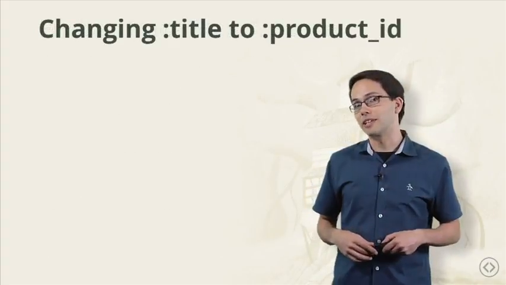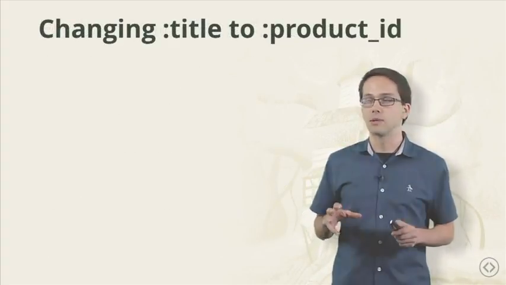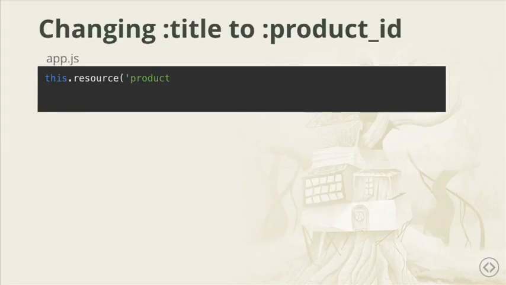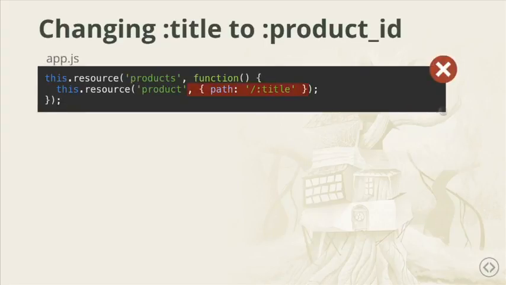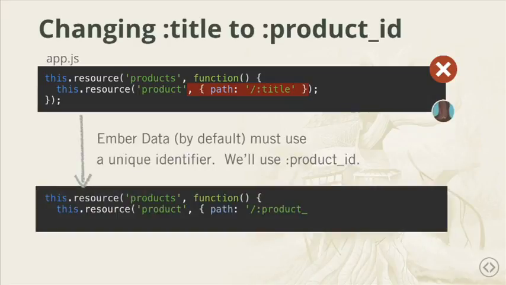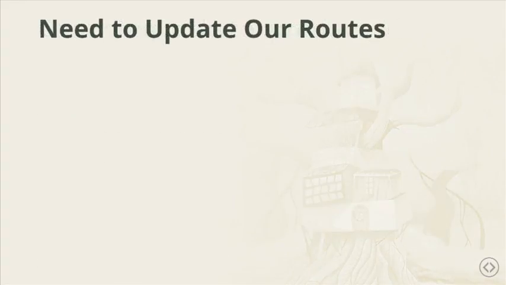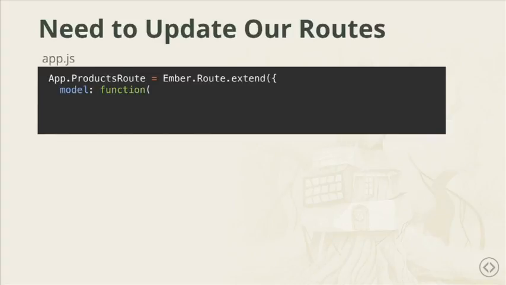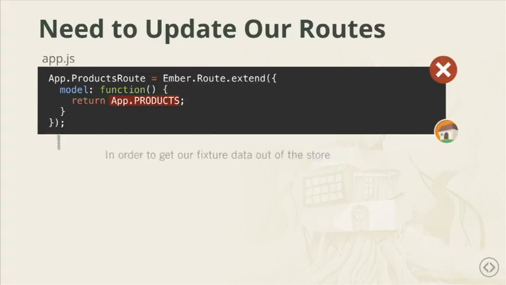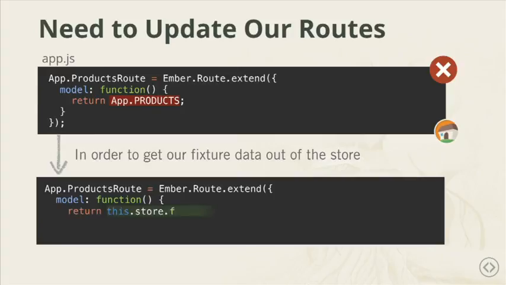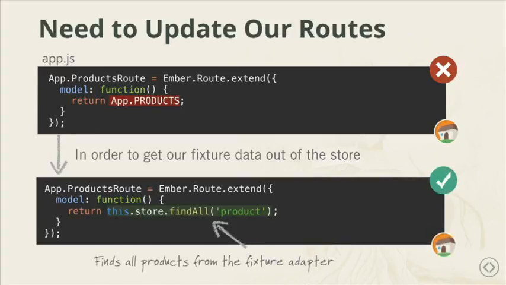To use Ember Data in our application, we need to make some small tweaks to our app. First of all, inside of our router, instead of using the dynamic segment title, we need to switch to using the product ID as the dynamic segment. This is because Ember Data, again, needs a unique identifier. And potentially, we could have multiple products with the same title. Next, we need to update our routes to get our fixture data out of the store. So here, instead of returning app products, we're going to return this.store.findAll('product'), which will return all the product models.